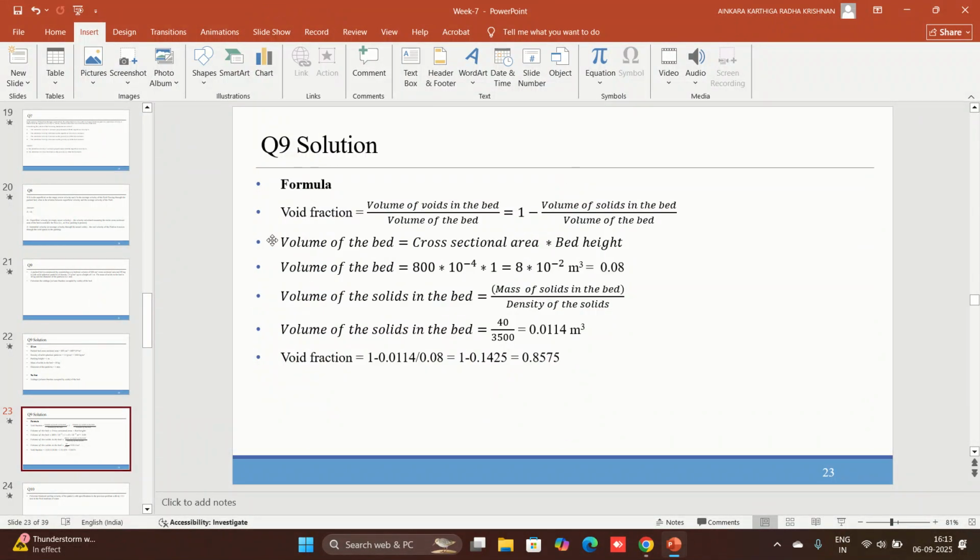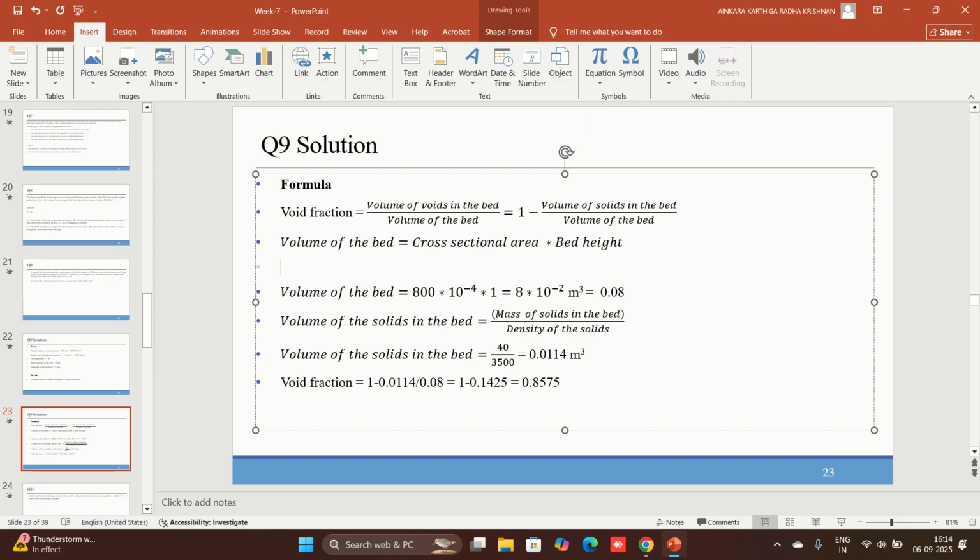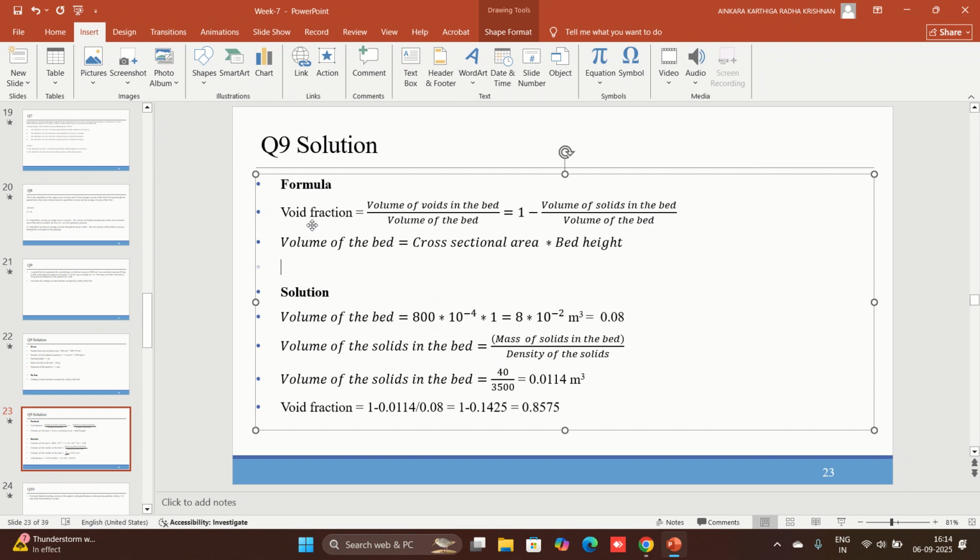Now what we need to do? The formula is straightforward. As I mentioned, void fraction is equal to the volume of voids in the bed divided by the volume of the bed, or it is equal to 1 minus the volume of solids in the bed divided by the volume of the bed.